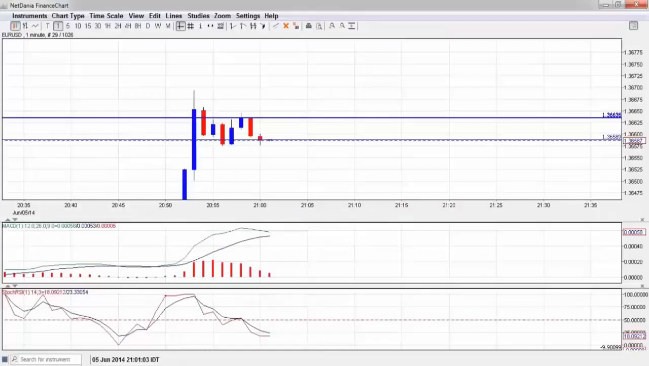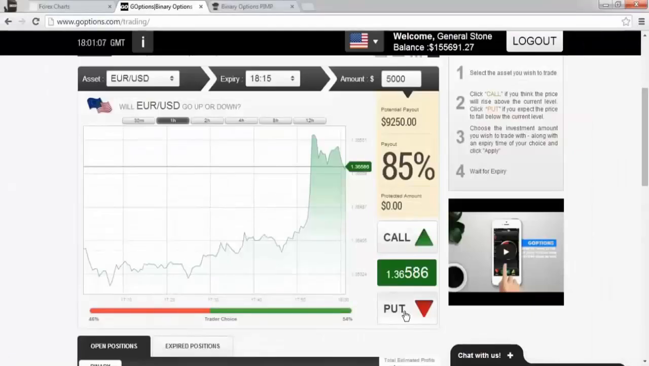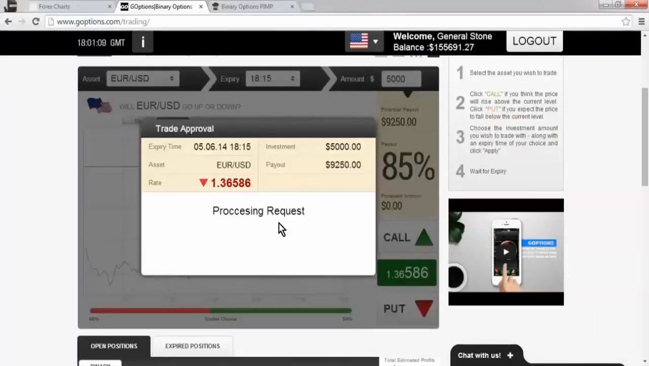Having a look back on the charts right now, I'm getting pretty much at market price, so I'm going to take that trade right here with 5k. Just going to let it process and update. I'll take that at 588.